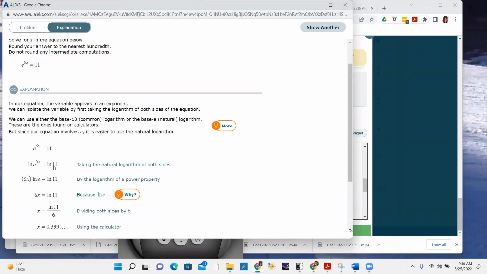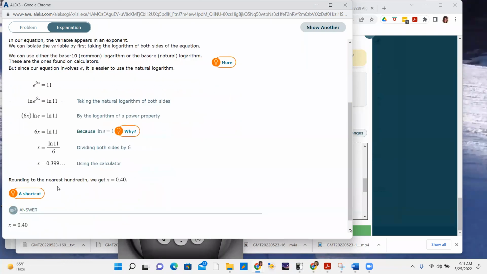Right, so you take the natural log of both sides, bring the power 6x down. Natural log of e is 1. And then you can divide both sides by 6. And do that on your calculator and round to the nearest hundredth, which is 0.4.